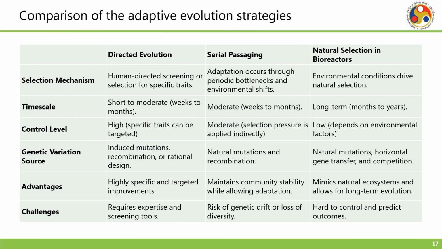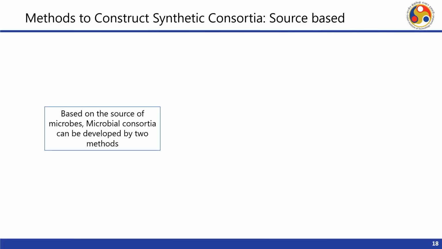However, there are various challenges. For example, directed evolution requires expertise and screening tools. In serial passaging, there is a risk of genetic drift or loss of diversity. In the case of natural selection in bioreactors, it is hard to control and predict the outcomes.